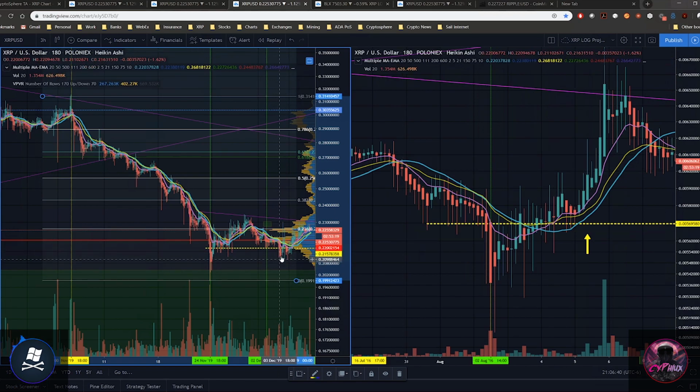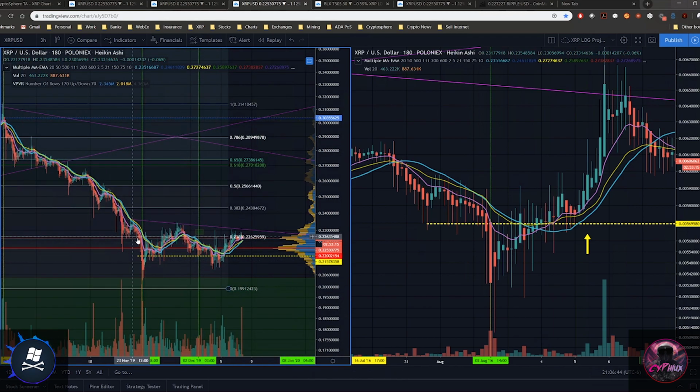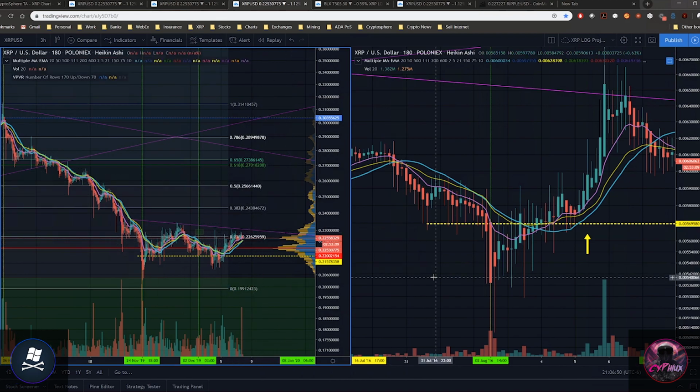I already knew it was going to come back up from there. And here we are. We're consolidating again and potentially ramping up for this next potential move.